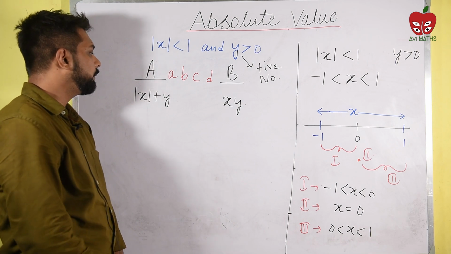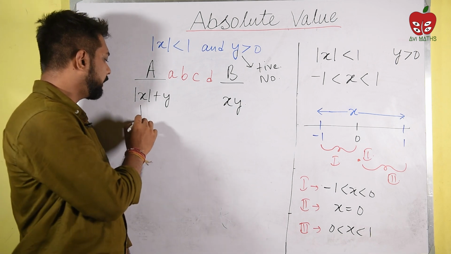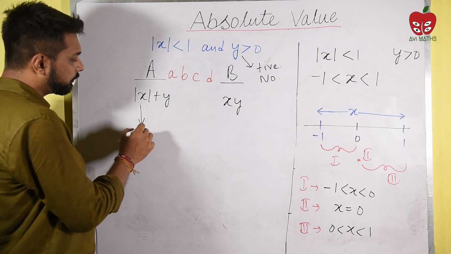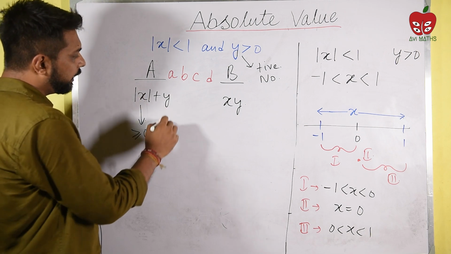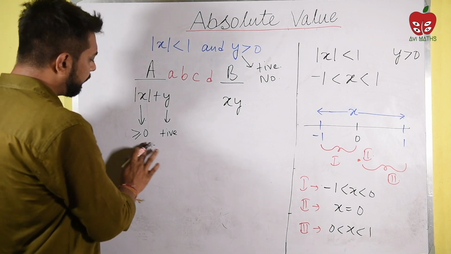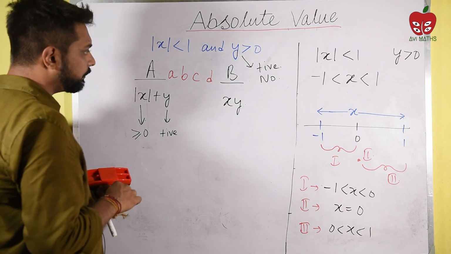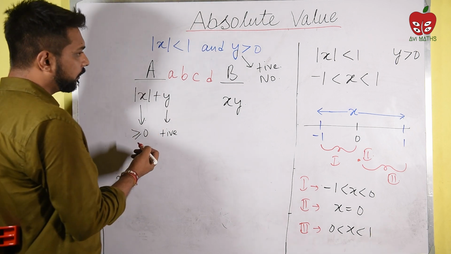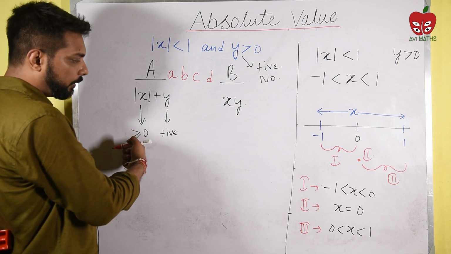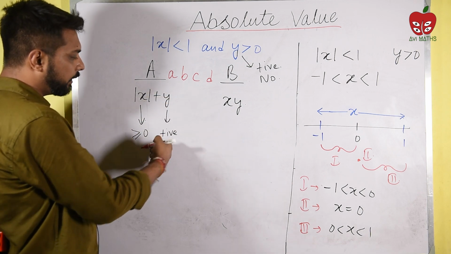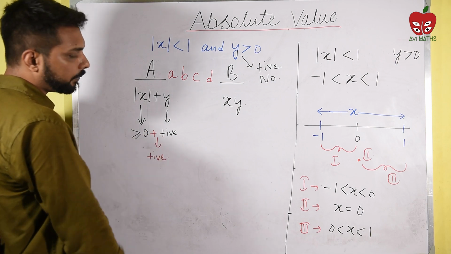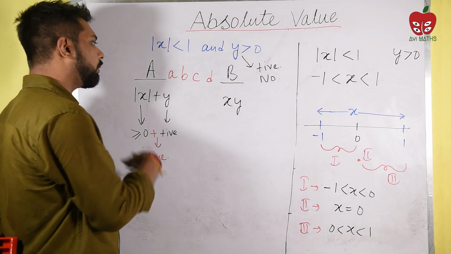Fine. Now guys, we know that mod x, what is the definition of mod x again? Mod x value will always be greater than or equal to 0. It is not possible that it is a negative number, and it is also given that y is a positive number. So if I am adding a number which can be 0 or positive with a number which is positive, then their sum will always give you a positive number. So we can conclude that the left hand side is always positive.